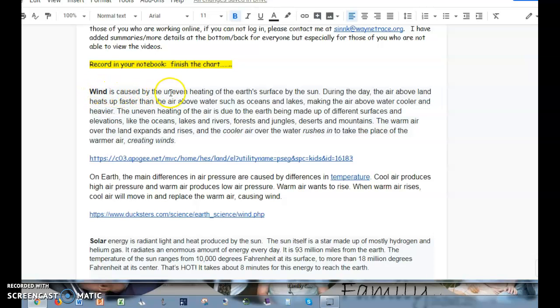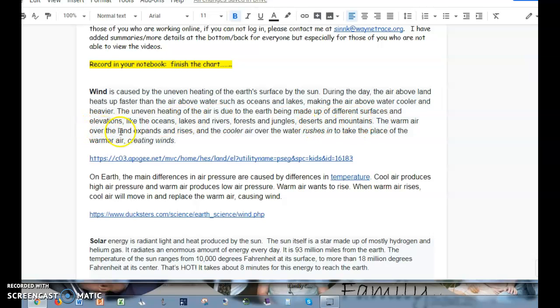Wind is caused by the uneven heating of the Earth's surface by the sun. During the day, the air above the land heats up faster than the air above water, such as oceans and lakes, making the air above the water cooler and heavier. The uneven heating of the air is due to the Earth being made up of different surfaces and elevations, such as oceans, lakes, rivers, forests and jungles, deserts and mountains.